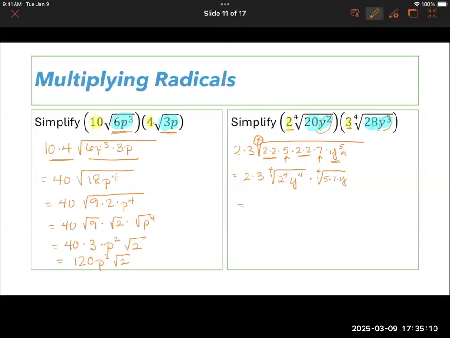So if we simplify now, the 2 times the 3 gives me a 6. The 4th root of 2 to the 4th will be 2. The 4th root of y to the 4th is going to be absolute value of y. And then we'll have the 4th root of 35y. So last step, multiply our 6 and our 2 together. We've got 12, absolute value of y, 4th root of 35y.